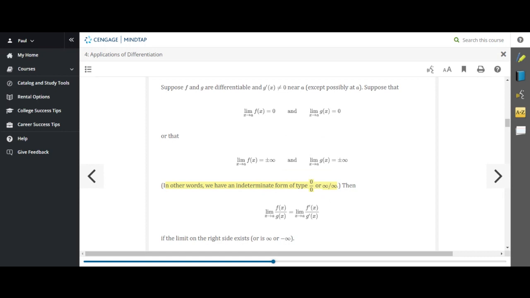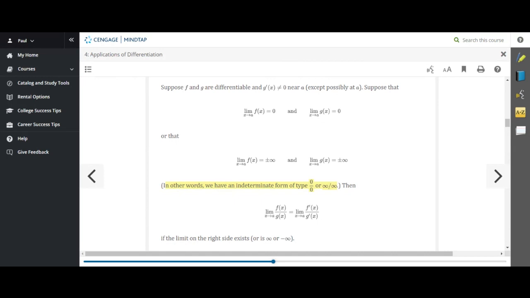It's either 0 over 0 or infinity over infinity. Well, it turns out that the limit of the ratio of the function f over g is equal to the limit of the ratio of the derivative of f over the derivative of g. Okay, so the limit as x approaches a of f divided by g equals the limit as x approaches a of f prime divided by g prime. It's actually an amazing result.